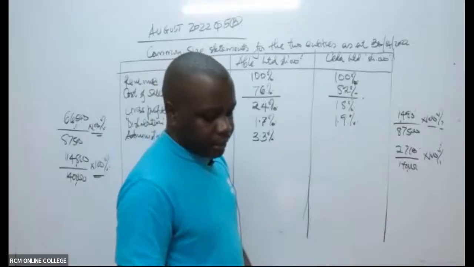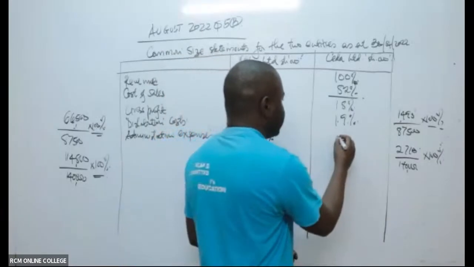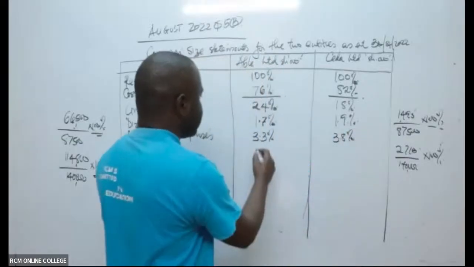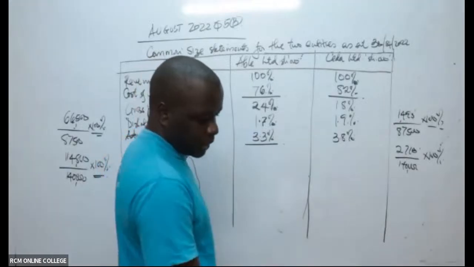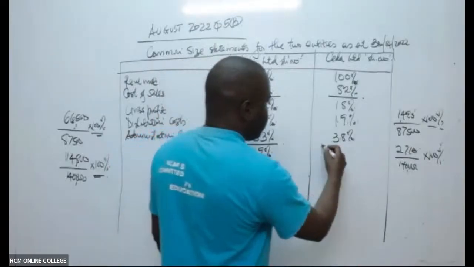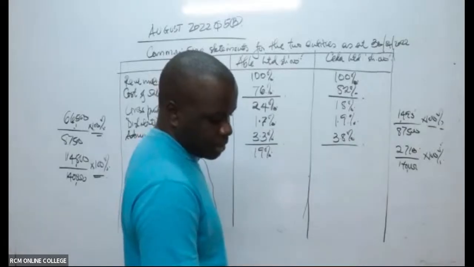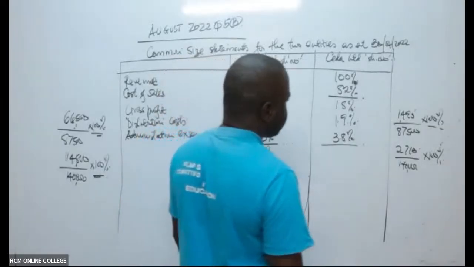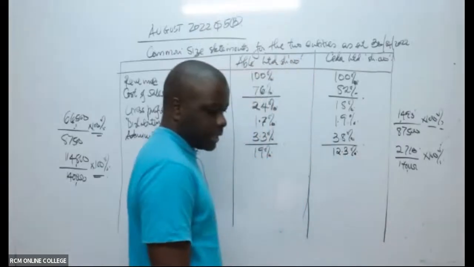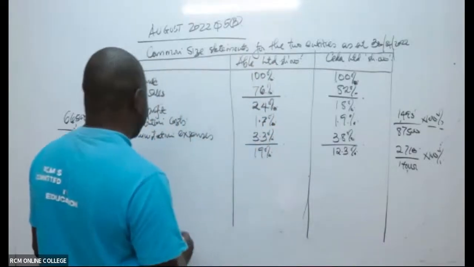Then this other side, you are getting 3.8%. Then when you get the difference there, you'll be able to get 19%. When you get the difference here, remember you are lessing. You'll get 12.3%. Then the next item in line is the operating profit.